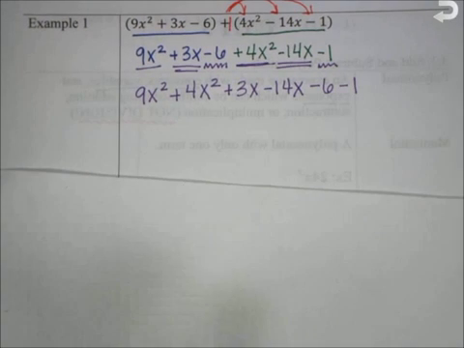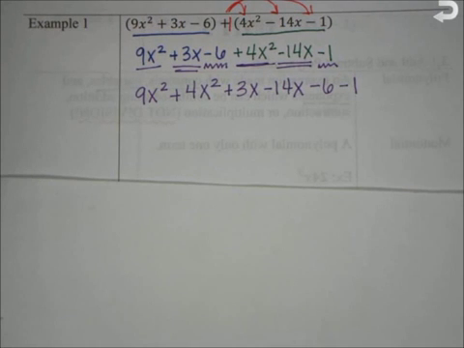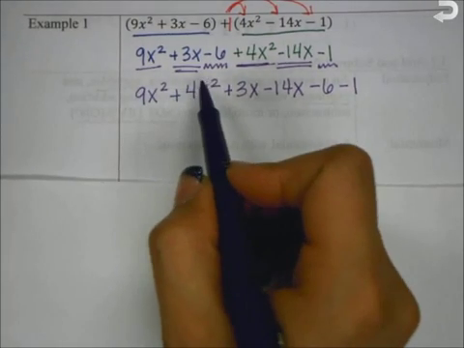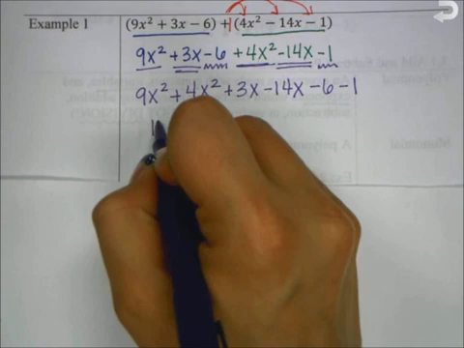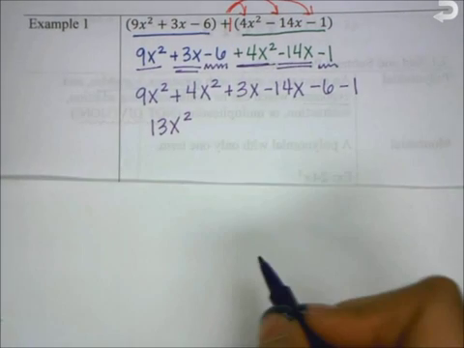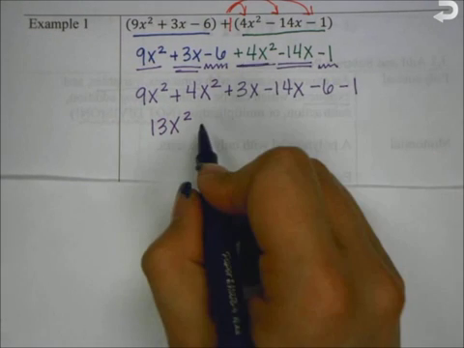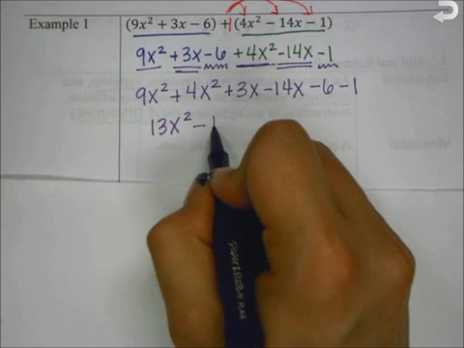So is this a simplified version? Are we done? No, let's combine these like terms. 9x squared plus 4x squared is 13x squared. 3x minus 14x is negative 11x. And negative 6 minus 1 is negative 7. Did I combine like terms as much as possible?